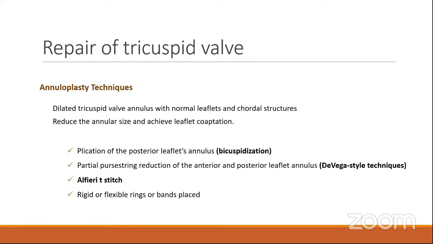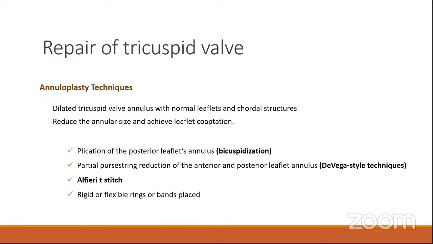First, about the repair of the tricuspid valve. There are multiple techniques. The first one is the annuloplasty technique. It's used for a dilated tricuspid valve annulus with normal leaflet and chordal structure. It reduces the annular size and achieves leaflet coaptation.